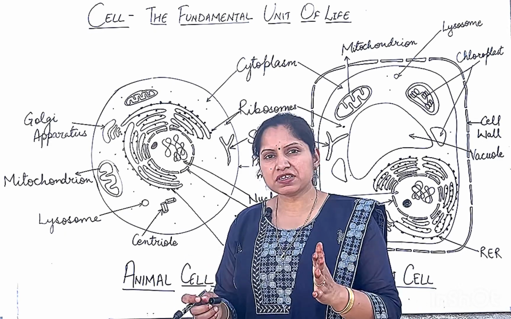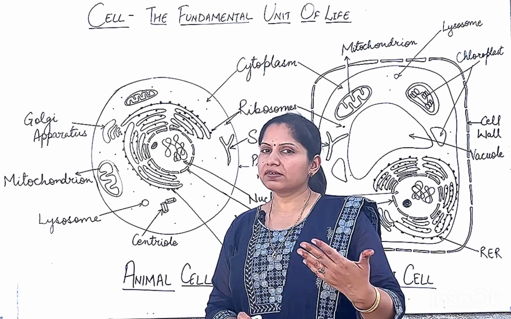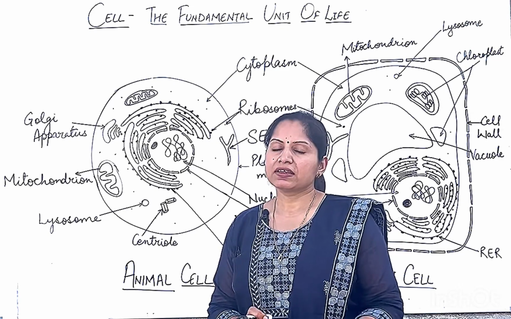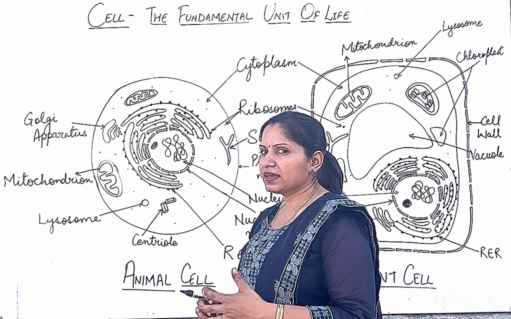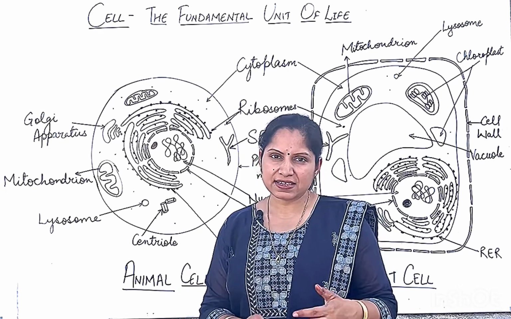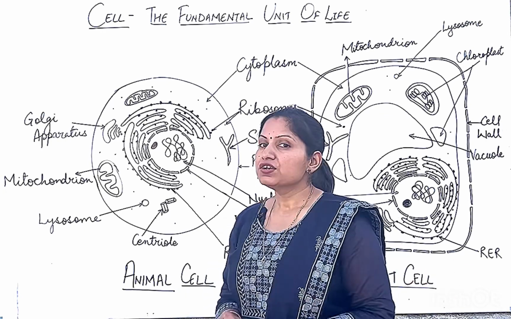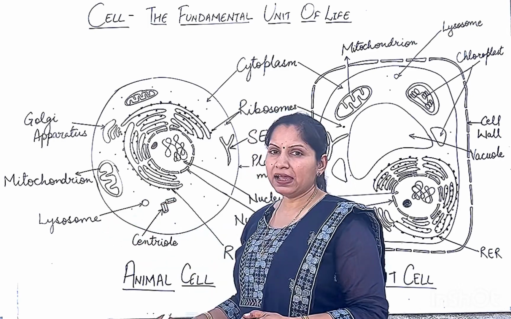The plant keeps its dead cells also. You will read in the next chapter, that is tissues, that a plant has many dead cells also. But in the case of animals, we don't keep our dead cells in our body, we just remove them. So that removal will be done by lysosome.